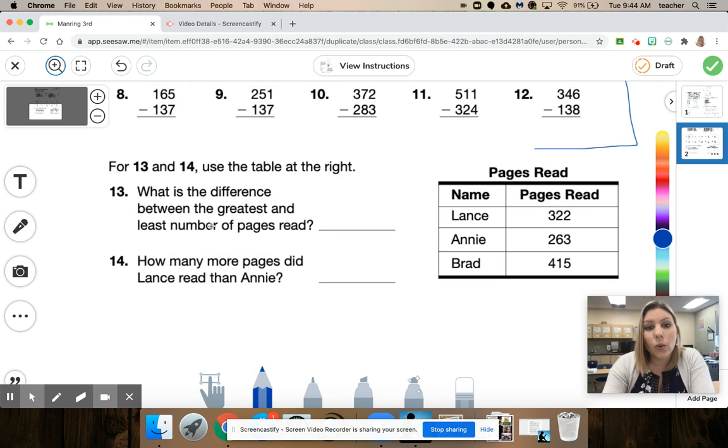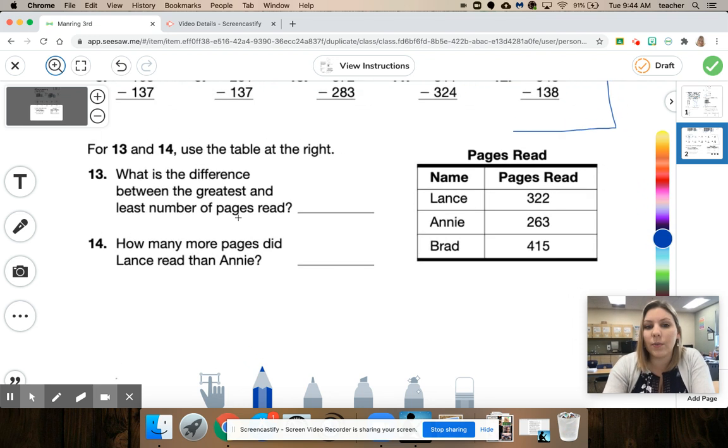Okay, what's the difference between the greatest and least number of pages read? So I look over here, 322, 263, 415. This is the greatest, and this one's the least because I have 400s, 200s, and 300s. 400 is the most, 200 is the least. So then I subtract 200, whoops, that was wrong. Not 200, that would not work.